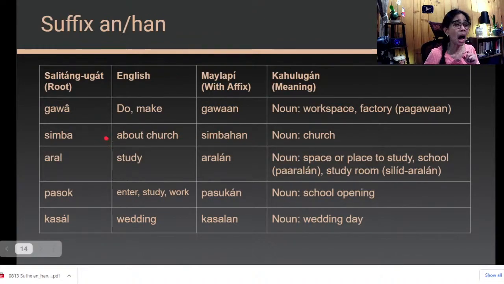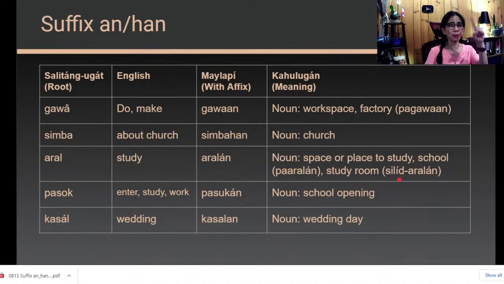And next, simba. Simba is everything about church. So we have simbahan. Simbahan means the church. Bruce, good. Aral. Aral means study. We have aralan. Now take note of the pronunciation. Aralan. It's fast. So aralan means the space or the place to study. Bruce, right? The space or place. Then school is just called paaralan. Paaralan, same thing as pagawaan. We will talk about pagawaan later. Okay, silid aralan. Silid aralan, compound word.